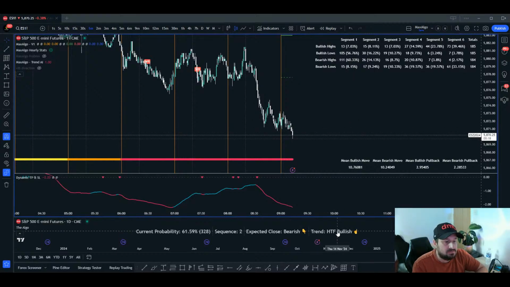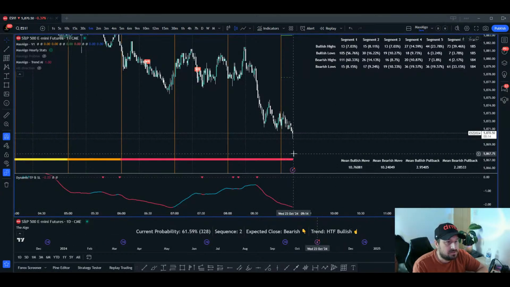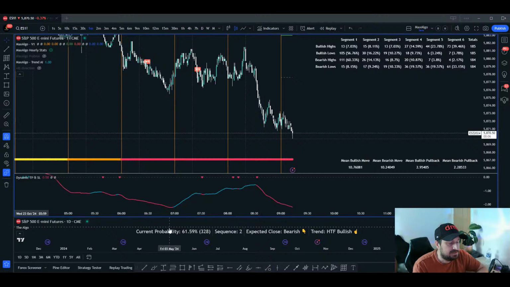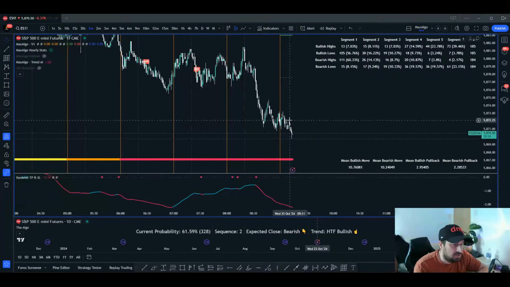Yeah, right now we are on ES. The higher time frame is bullish. So what we really want to see happen is the trend flip and go back bullish to match with the trend as well. That might not happen today, but that's what we really want to see. Right now we're bearish, so there's a 61% probability of being bearish.